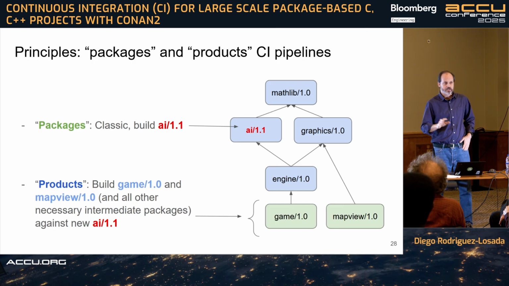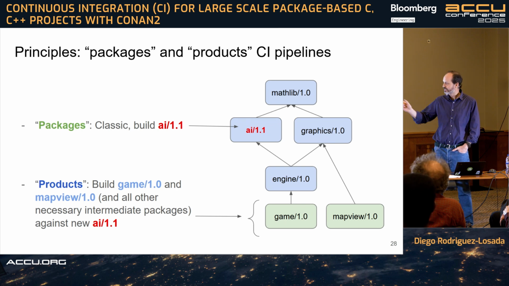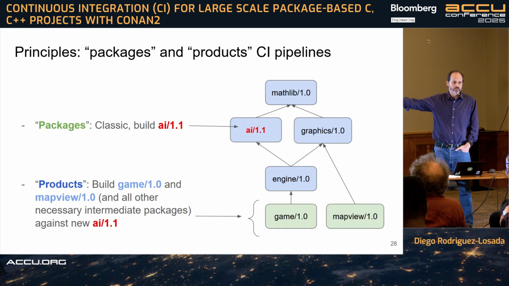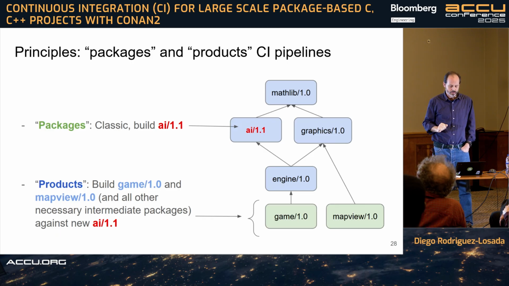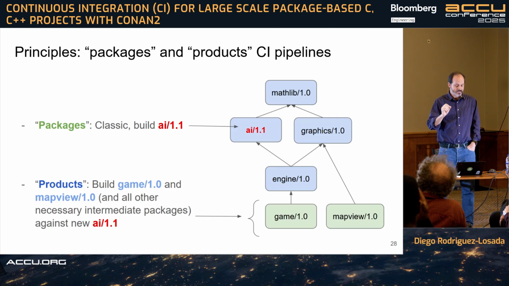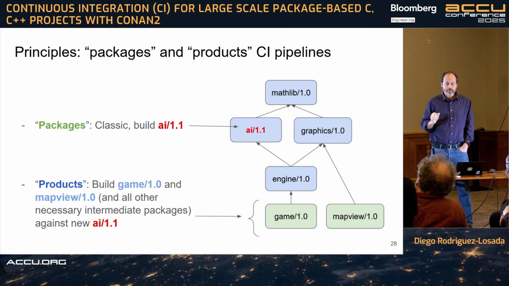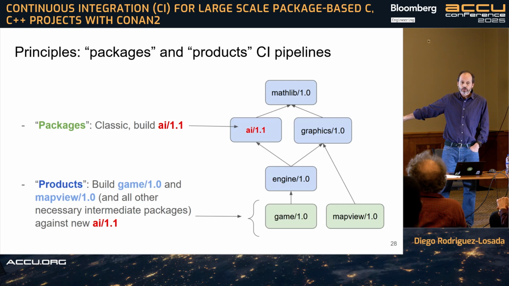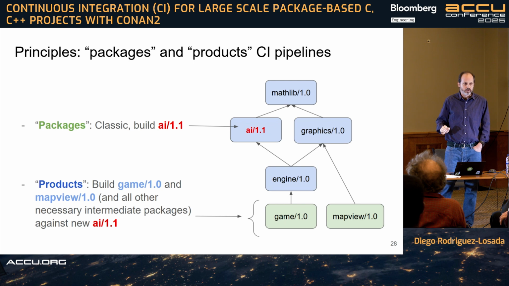And finally, the last principle that we will use today is the packages and products pipeline. The package pipeline is the classic one. When we are doing changes in AI, typically that is what building AI means. There are some changes, you run the unit tests, you build the thing, you check that it works, and that's fine. Right? That's the typical CI flow for a package. And then the most important one is the products pipeline. The products pipeline means, let's build my actual business applications. In this case, game and map view, right? Because this is what you want to deliver.